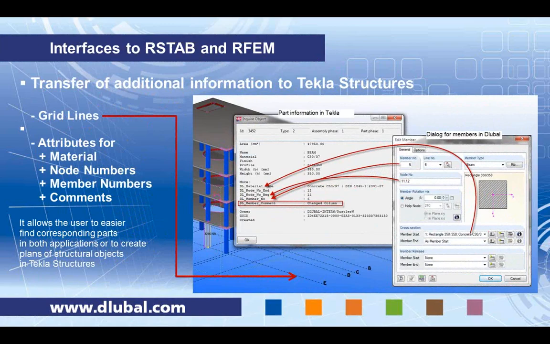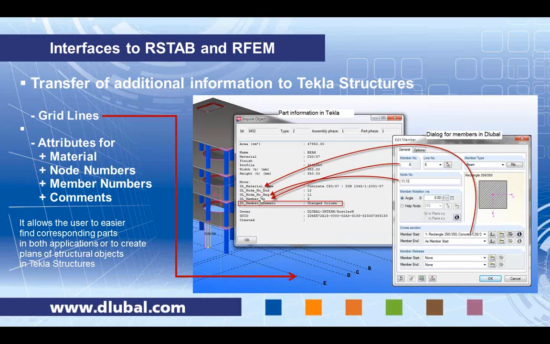Additionally, we transfer information like the node numbering of the Dlubal analytical nodes or the material or set of member numbering. So you can find the parts that you see in RFEM also in Tekla Structures. By inquiring the objects, you will find there, okay, member number 235 in Dlubal, this is what I have here now. And I can go to the Dlubal model and see, okay, where is member number 235?